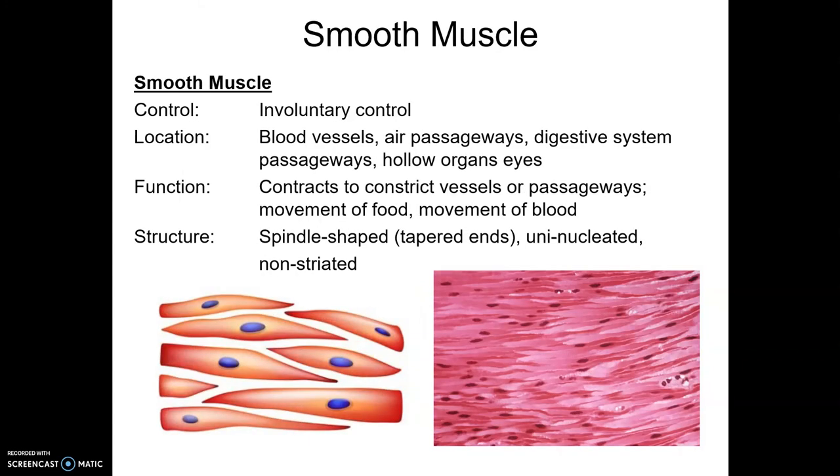The last type of muscle tissue is smooth muscle. Smooth muscle is under involuntary control and is located in the walls of hollow organs like the stomach, blood vessels, air passageways, and digestive system passageways. When smooth muscles contract, they constrict the vessel or passageway, shrinking its diameter. Contraction of smooth muscle helps move substances and food through passageways. It helps close off vessels in passageways, and it causes the pupils to constrict. The structure of smooth muscle cells is spindle-shaped, meaning that they are tapered or come to a point at their ends. Smooth muscle cells are uninucleated and do not have striations.